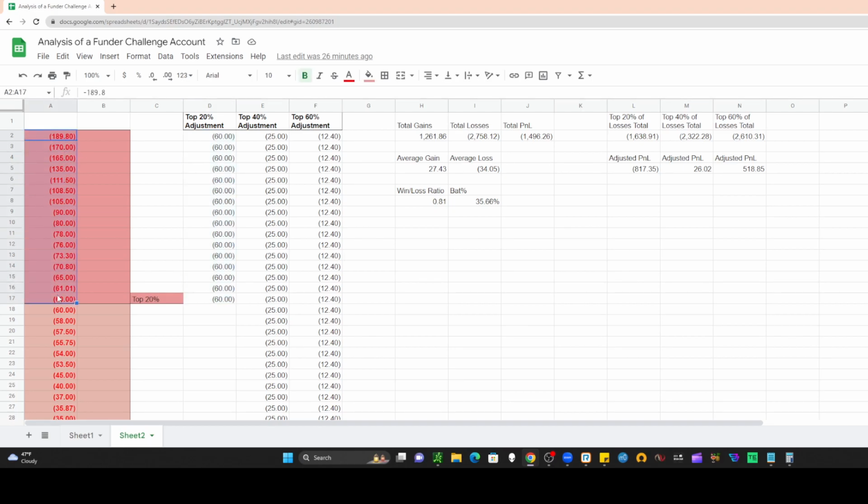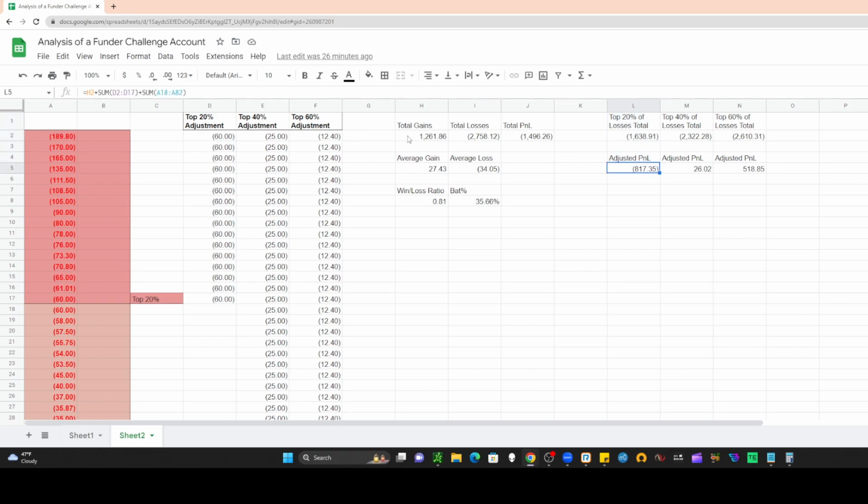We get rid of these losses and replace them with these. Okay. We can't eliminate these altogether, because we wouldn't know that we're going to hit negative 189.80, so we've already hit negative 60. So to do this correctly, we're just capping the losses off. We're not letting them go any further. So if we do that, that ends up being an adjusted P&L.